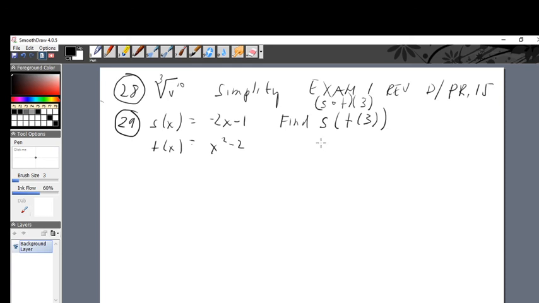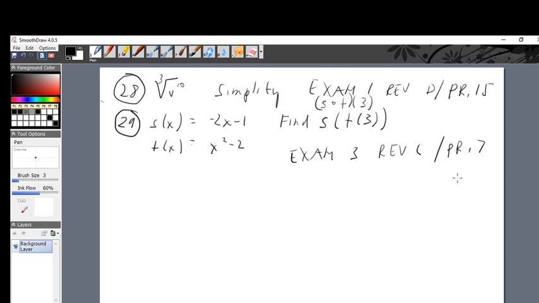Anyway, to find out how to do that, don't forget, to find the generic s of t of x, you would put this into the input of the s function. Once you found that, then you would replace x with 3 and you'd get a number, and that would be the answer. But where do you find how to do a problem similar to this? Exam 3, review C, and we are talking about problem number 7.